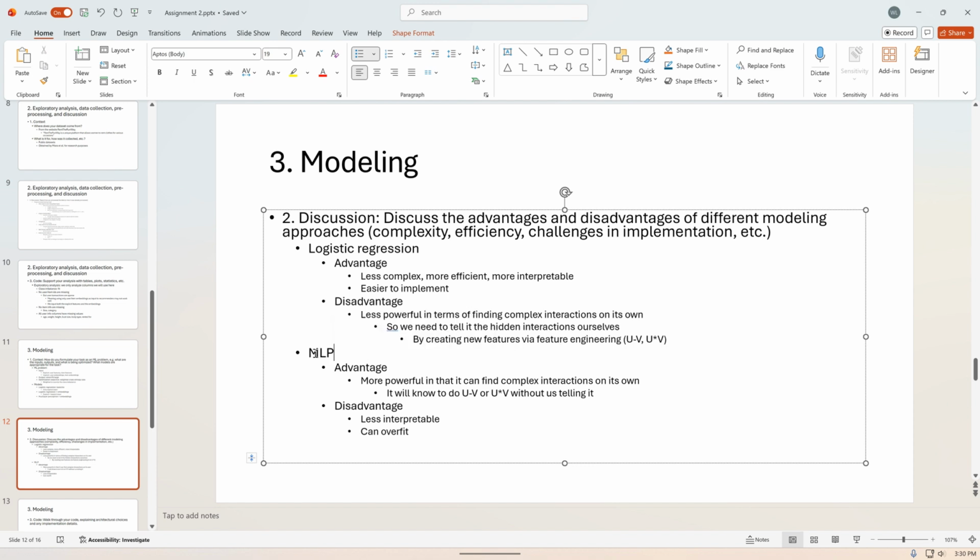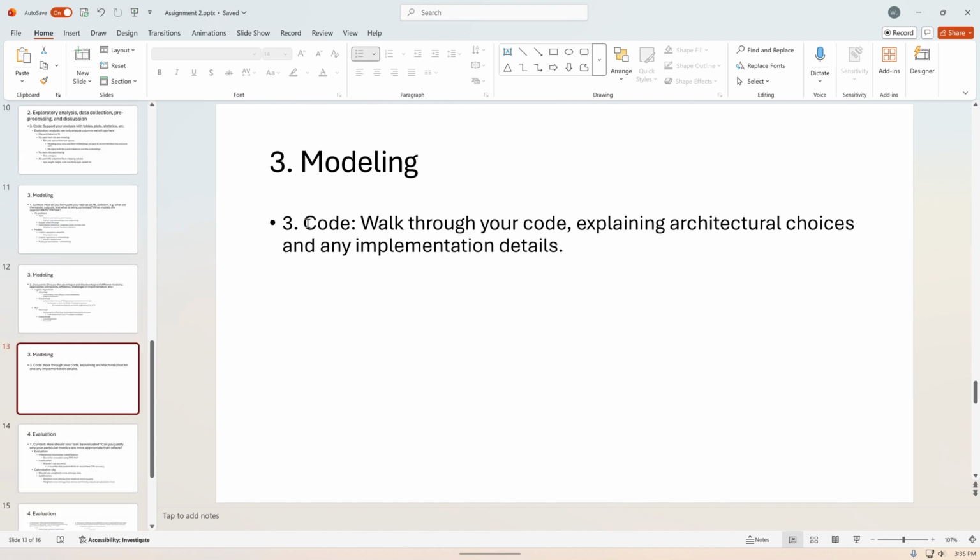And then MLP, multi-layer perceptron advantage is more powerful in that it can find complex interaction on its own. So it'll know U minus V and U times V without us telling it explicitly. Disadvantage of that, usually less interpretable, and it can overfit sometimes. Okay, so let's keep going for now. We'll look at the code for section 3 and 4 together at the end.